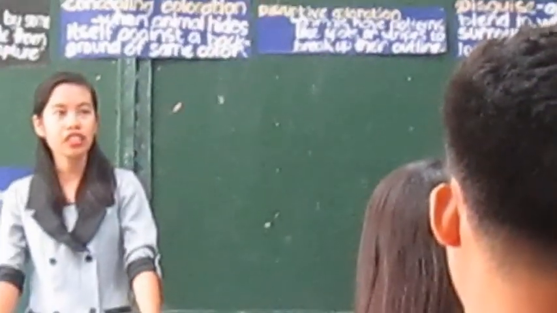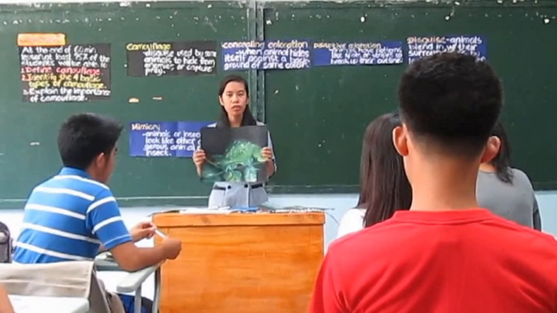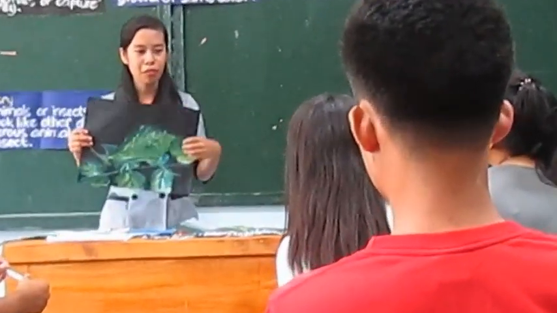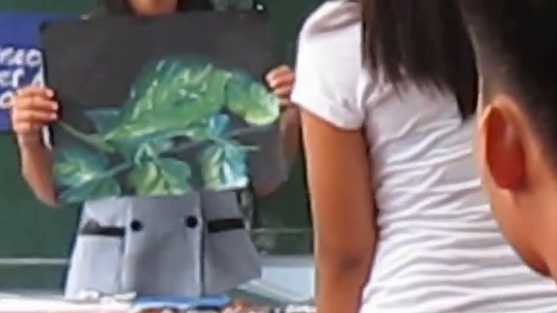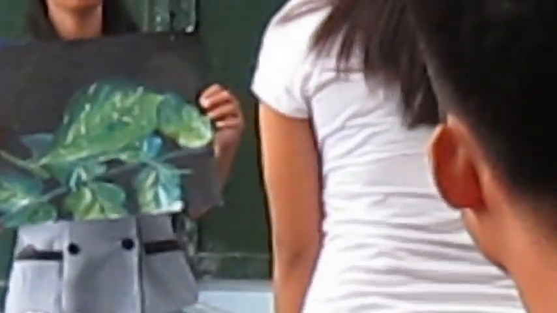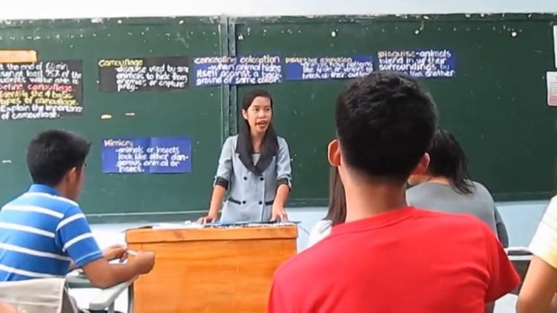Before we start our lesson, I have here an illustration. So, what can you observe in this picture? In that picture, the insect blends to the color of the leaves. Okay, very good. Our new lesson is about camouflage. So, camouflage is a disguise used by some animals to hide from enemies or capture their prey.